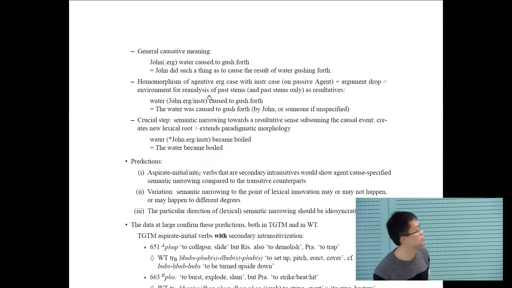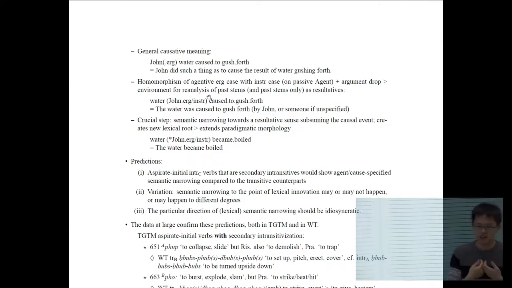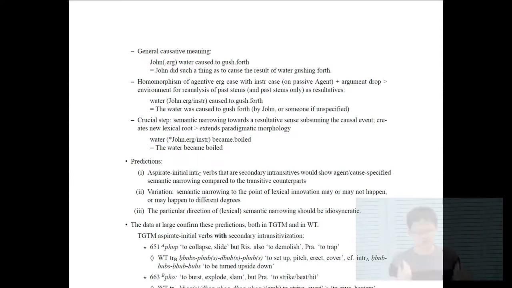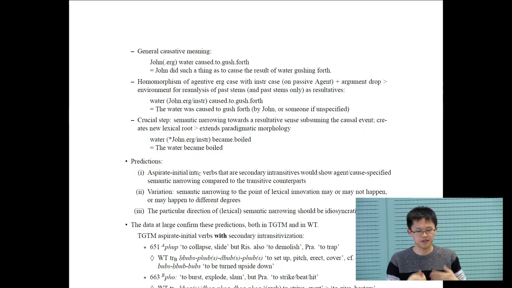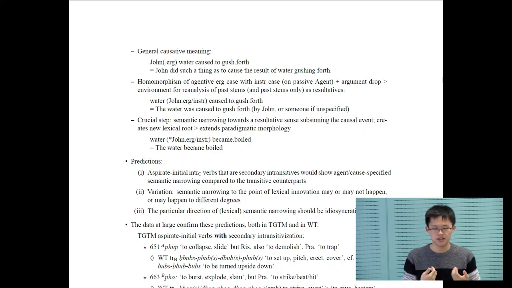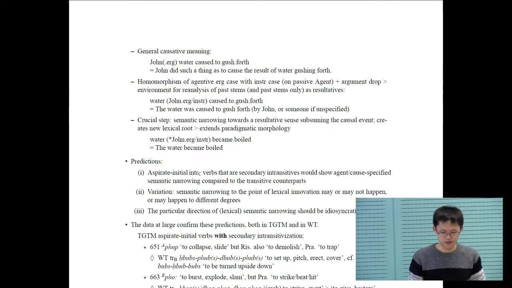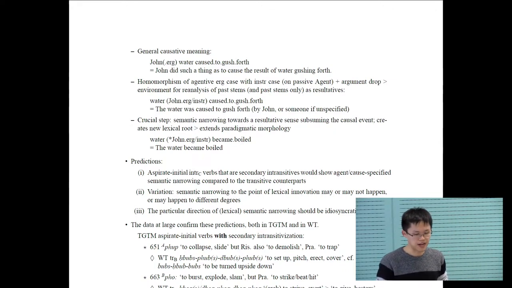Now, let's look at the hypothesized pathway. First you start off with a general causative meaning, something like 'John caused water to gush forth'. It means John did such a thing as to cause the result of water gushing forth. But in this set of languages, both Tibetan and TGTM, you have a homomorphism of agentive ergative case with instrumental case, which marks passive agents. And you have a lot of argument dropping. So this is an environment for reanalysis of past stems, and past stem only, as resultatives, because only the perfective sense gets us to resultatives.